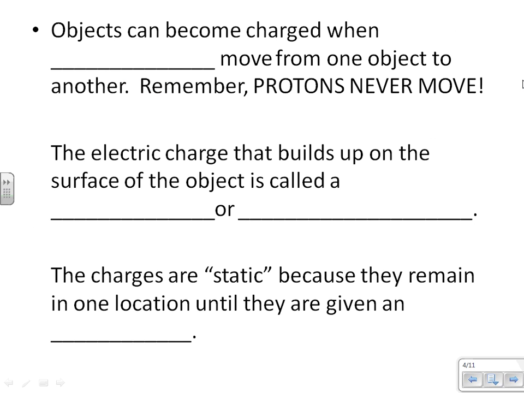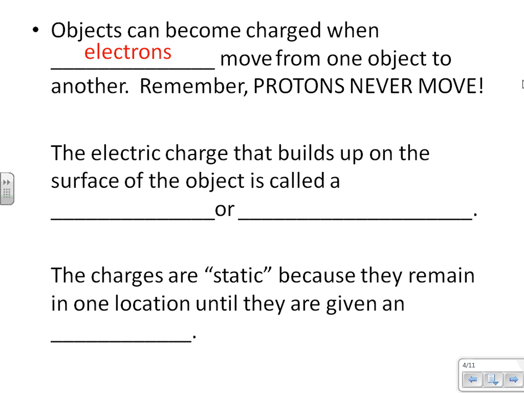So how do we charge objects? Well, objects can become charged when electrons move from one object to another. Here's the thing you have to remember. Protons never move. Remember, they're stuck in the nucleus with the neutrons. They don't move. And electrons that are floating around the nucleus can move from one atom to another.